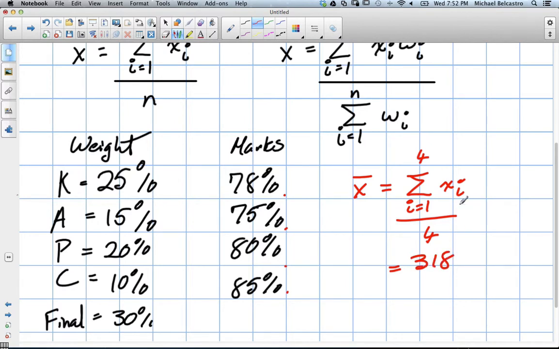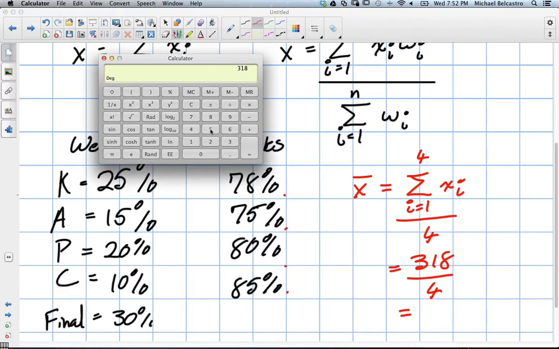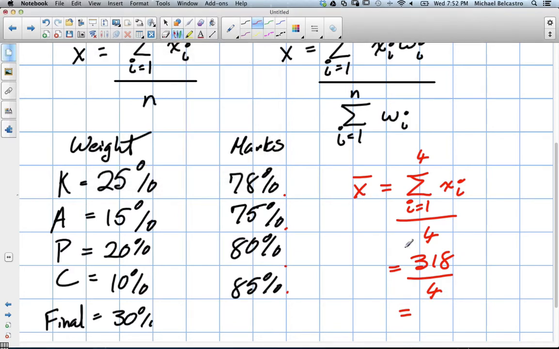So we have 318 on top. That's what that is, divided by 4. This person's average without weights is 79.5. That's not a bad average at all. So this is if we haven't weighted anything. But the problem is we are going to weight things.